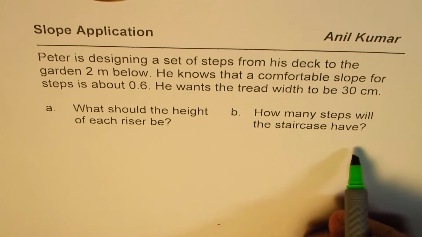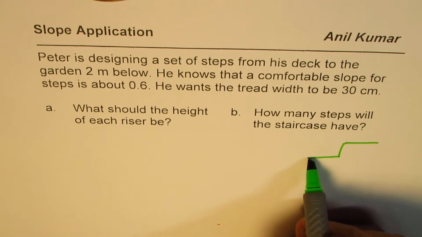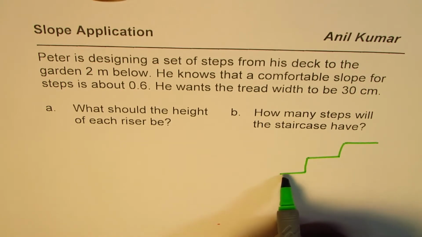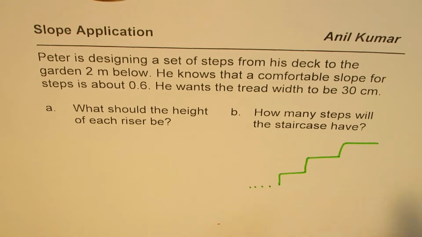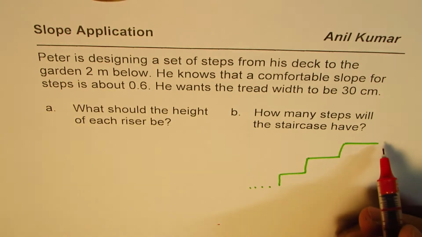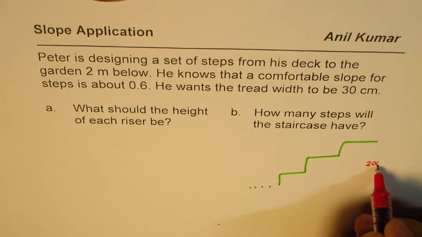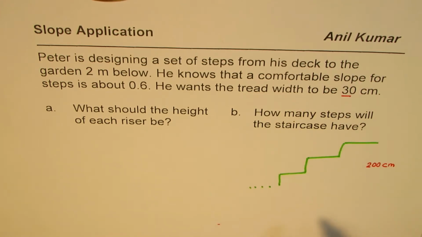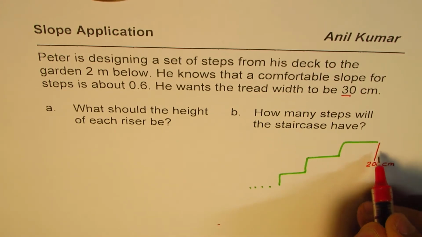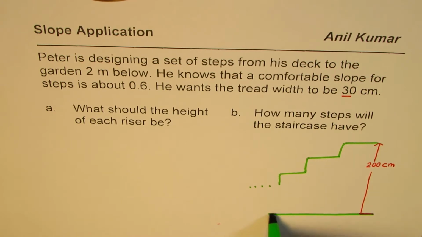Now in this case, let us say that this is the deck, right? And from the deck we have steps, kind of like this. Now what we are given here is that this deck is 2 meters above the ground. So this position is 2 meters, or we can write 200 centimeters, since we are given units in centimeters. So this total height is 200 centimeters, and let us say this is the ground for us.